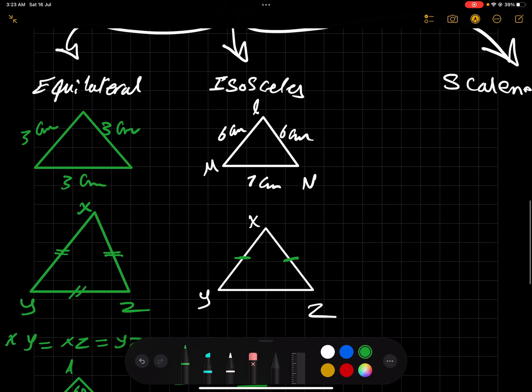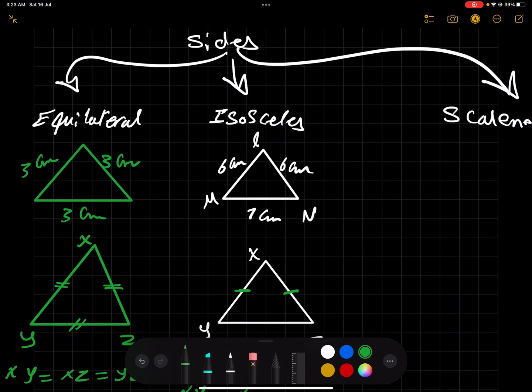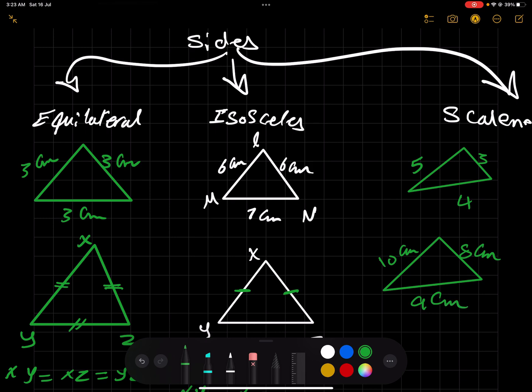What if the third one is a scalene triangle, which means that we get here 3, 4, and 5. And I think you have noted that all the sides are totally different from each other. We don't have two equal sides, or all sides equal, which means that it's going to be a scalene triangle. What if we have another one like this? The sides are 10, 8, and 9. So it will be the same thing. It's going to be a scalene triangle.